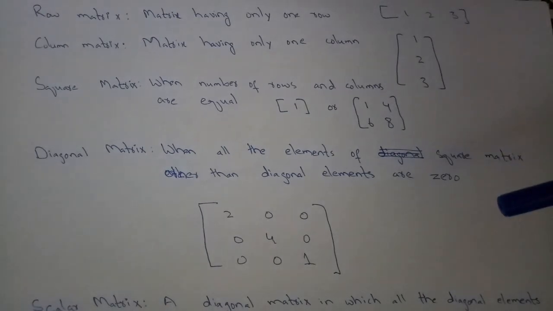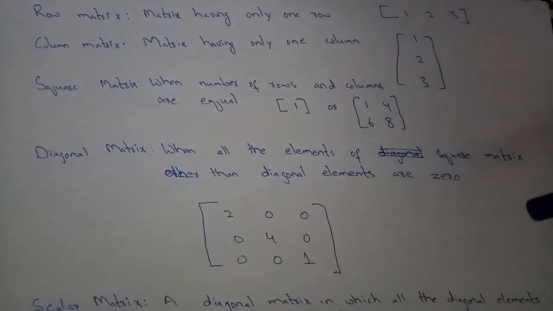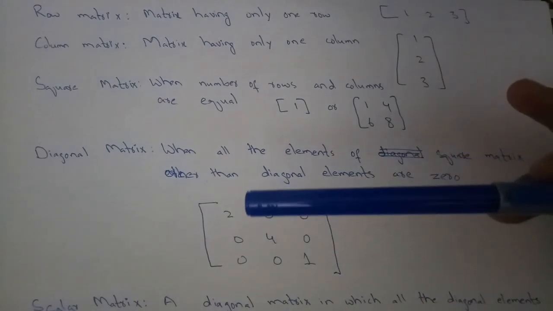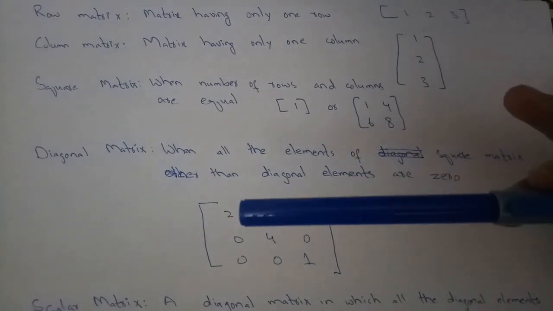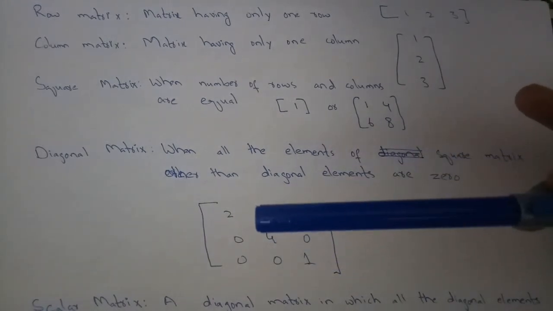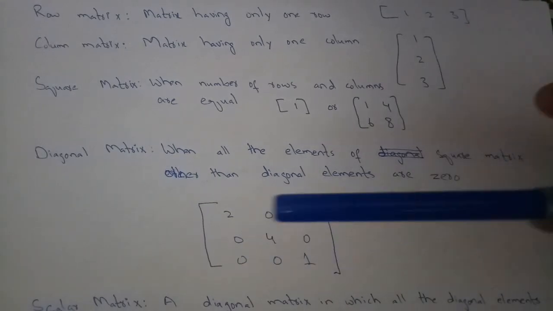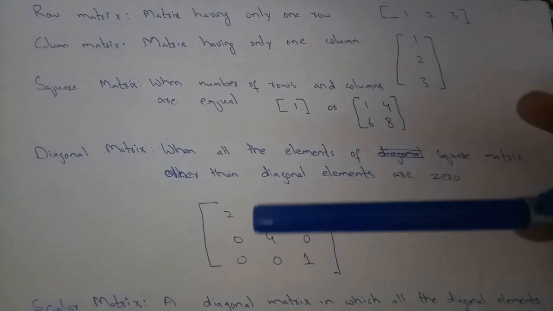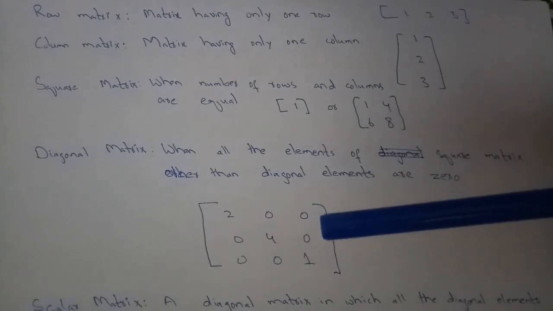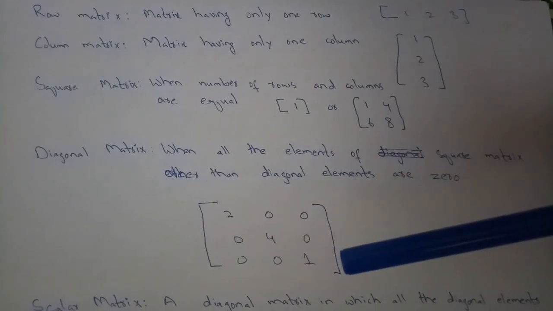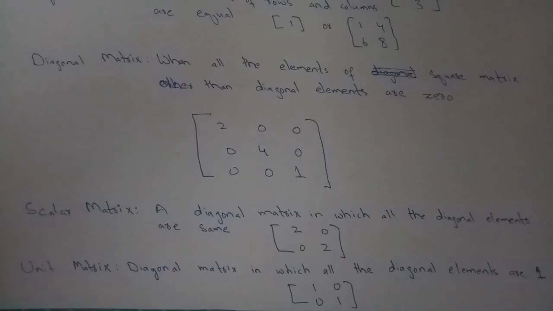Now the diagonal matrix: when all the elements of a square matrix other than the diagonal elements are 0. Here you can see that the elements on the diagonal are non-zero and the rest of the elements other than the diagonal are 0. So this is the diagonal matrix. The diagonal elements should not be 0.